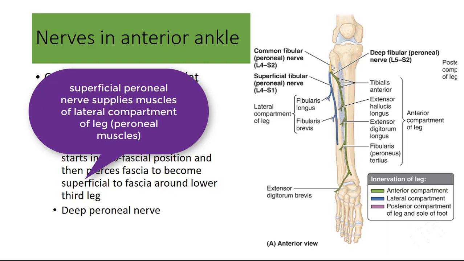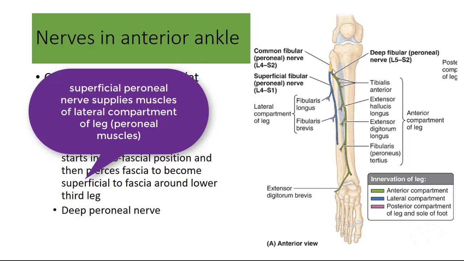Now remember, our common peroneal nerve is a division of our sciatic nerve. Our sciatic nerve divides into our tibial and our common peroneal nerve. So that happens up in the back of the distal thigh. And then the common peroneal nerve runs around to the lateral aspect of the leg, and it loops around the fibular head, and then it divides into a superficial and a deep peroneal nerve.